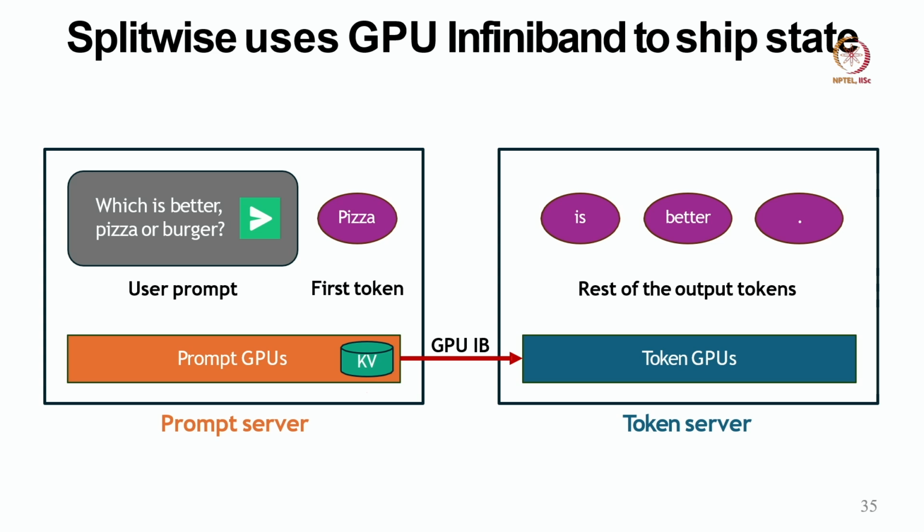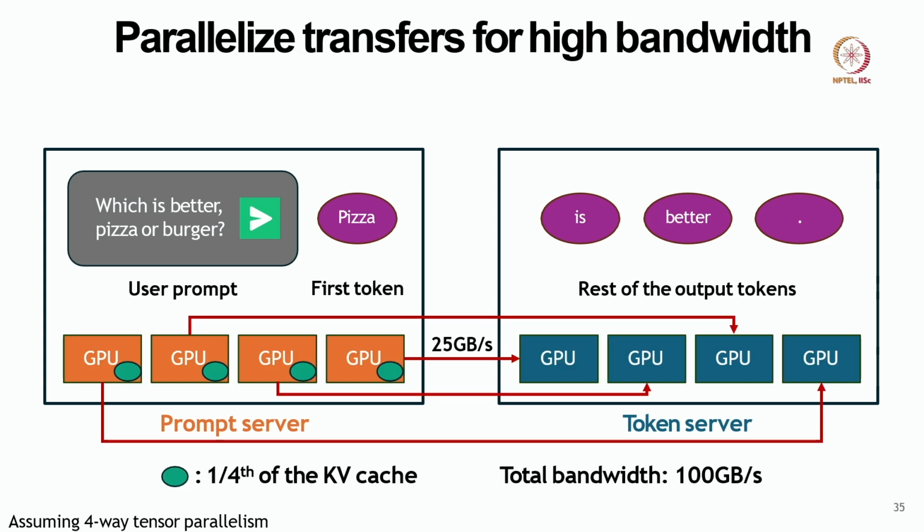So, Splitwise is a technique. Again, I know Splitwise is also an app, and I do not know whether you use this app or not. It is very useful for splitting expenses among your friends. Anyway, the Splitwise here is a paper which uses GPU InfiniBand to ship the states. When we say state, that is nothing but this KV cache. Okay. So, the KV cache has to be shipped from the prompt GPU to the token GPU, so that the token GPUs can execute the decode phase, right.